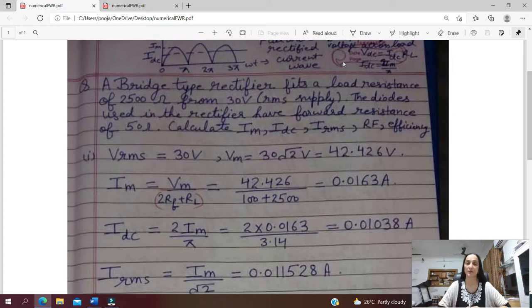Calculate peak value of the current in the circuit, DC value of the output current, RMS value of the output current, ripple factor, and the efficiency of the rectifier. Now, we are being given RMS value of the input voltage, that is sinusoidal in nature. Now how to find the peak value from the sinusoidal voltage?